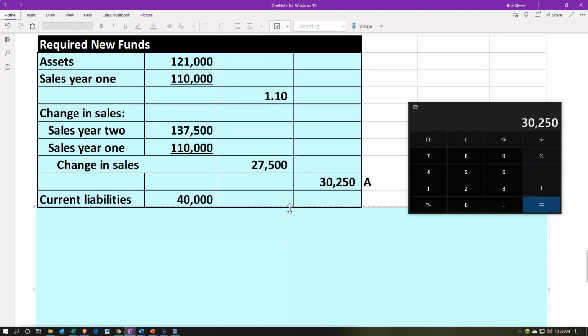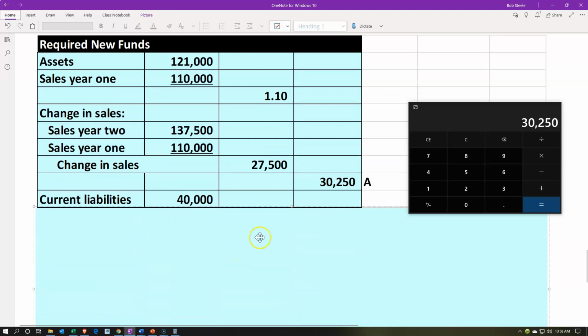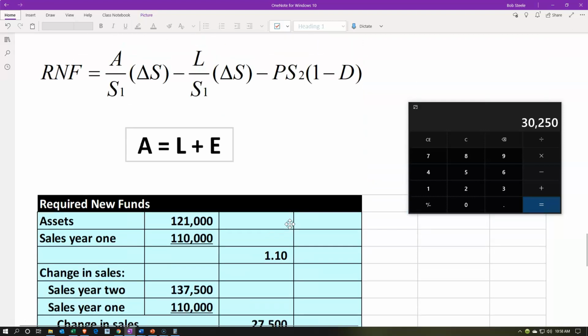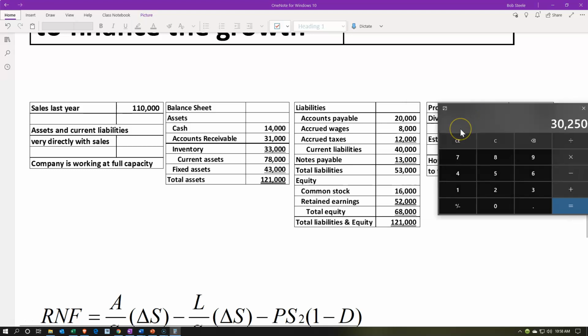So then we're going to take the second component, which is here. We're going to take the liabilities over the sales times the change. So we're going to say, all right, and notice we're taking current liabilities here. So we modified it a little bit in that we didn't pick up long-term liabilities. We're going to say the long-term liabilities are not going to change, only the current liabilities, which is probably normally the assumption you might make, right?